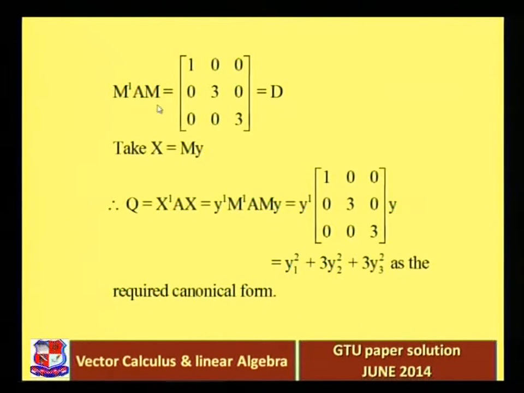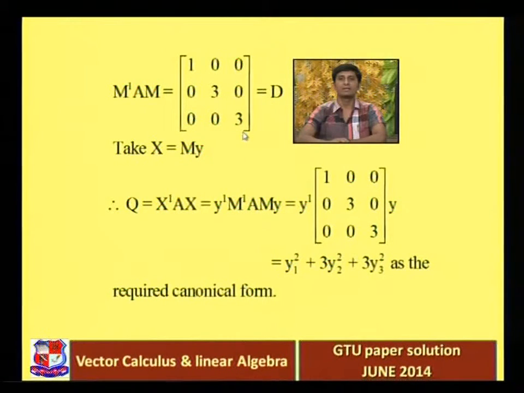So M dash AM is equal to 1 0 0, 0 3 0, 0 0 3. This is our diagonal matrix, in which all the diagonal entries are the eigenvalues 1, 3, 3, and the other elements are 0. The main diagonal entries are 1, 3, 3, and that is equal to D.